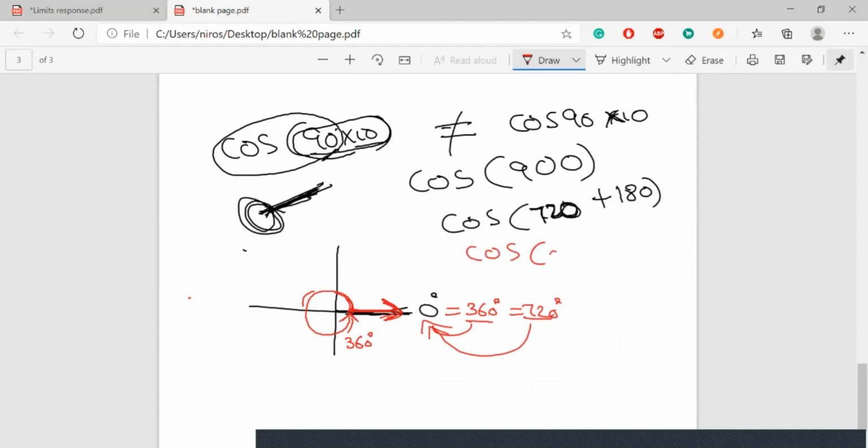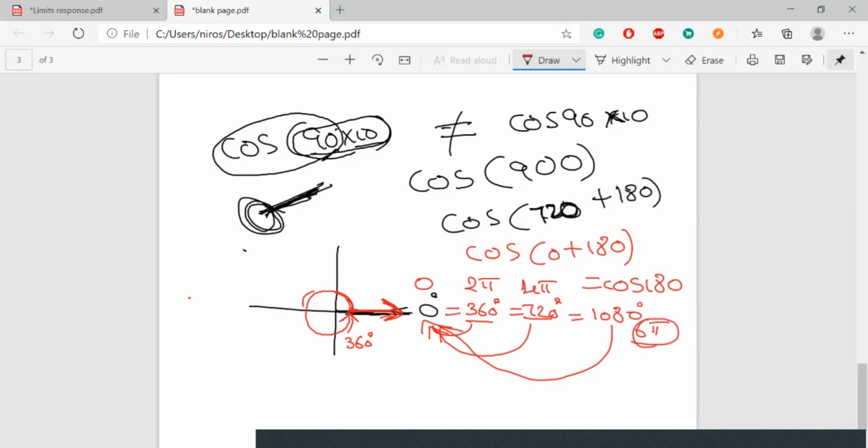Right. So cos of 0 plus 180, which equals cos 180. Okay. Then the same, if you add 360 to it, it becomes 1080. If it's 1080, you can write it directly as 0. These are the bigger angles. Any bigger angle, you can convert it to smaller angles. This is 0, this is 2 pi radian, this is 4 pi, and this is 6 pi in radians. This is in degrees, this is in radians.